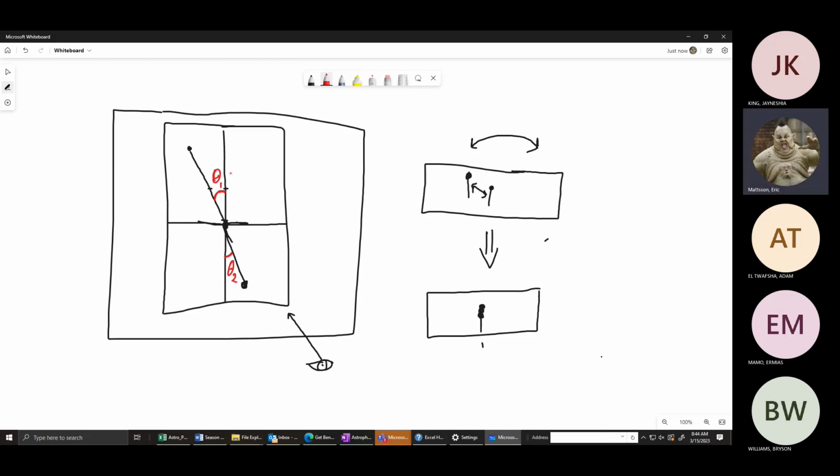So this is called your angle of incidence. This is where the light is coming from to your eyes. So the light is coming in this direction, then it hits the block and it exits the block in this direction. So this is your refracted angle. And this is your angle of incidence.